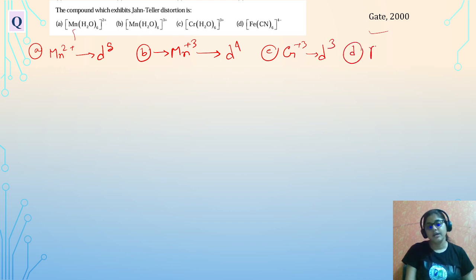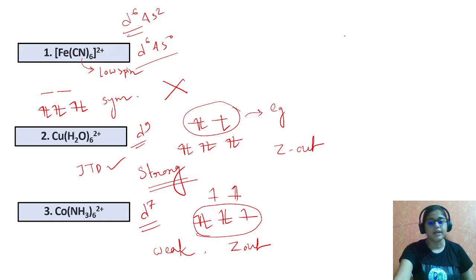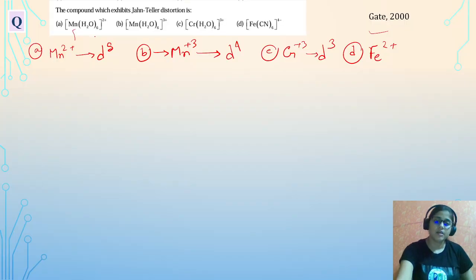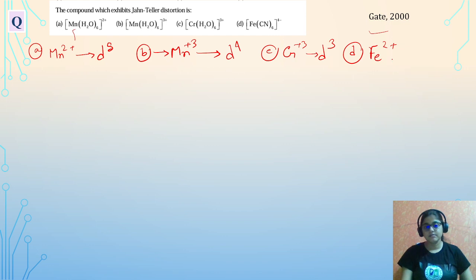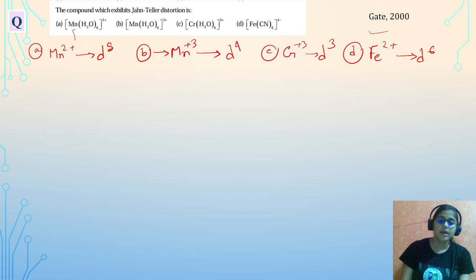D, Fe, it will be 2+ because cyanide has negative charge. So Fe2+, okay, here actually this was wrong. It will be 4 minus. So Fe2+ means d6. Now tell me which exhibits Jahn-Teller distortion.